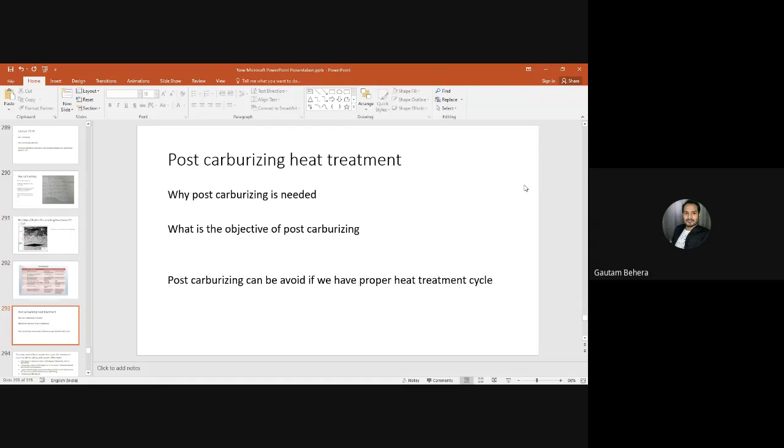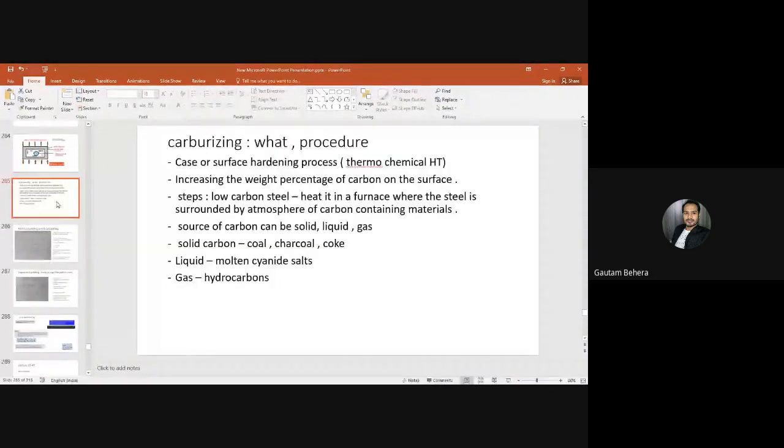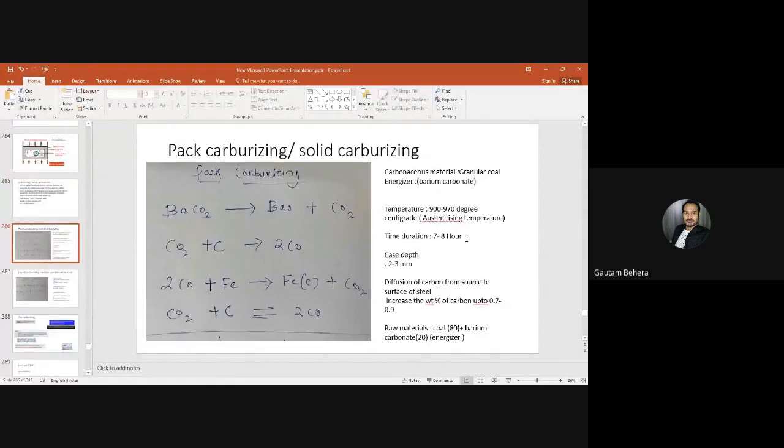The hint I can give you is, in this carburizing heat treatment, you can see the time. Suppose you are doing solid carburizing, you can see the solid carburizing time is 7 to 8 hours. So can you think of why a post carburizing heat treatment is required? If the time duration of carburizing is this much, why do we need a post carburizing heat treatment? That comes from this one, the time duration. And the temperature also, you can see the temperature is, suppose, 1000 degrees or 970 degrees.